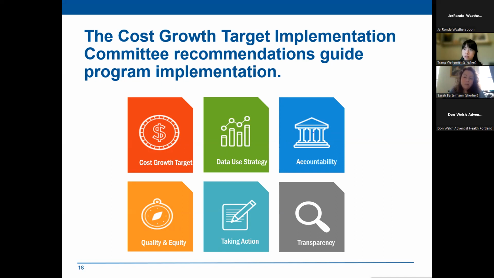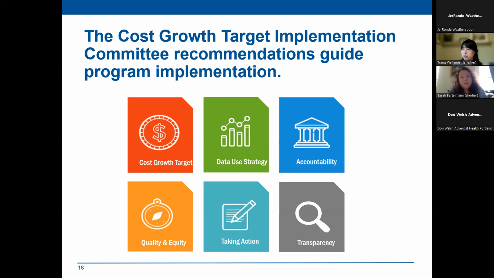We are one of the states that has really called out a focus on quality and equity as a portion of this program. So we want to make sure that as we're focusing on costs and as we're focusing on slowing that growth rate, that we are not creating any negative impacts on people, whether that's intentional or unintentional. We don't want to achieve the cost growth target by cutting access or by sacrificing quality. So a really core component of the program is making sure that we're monitoring that.